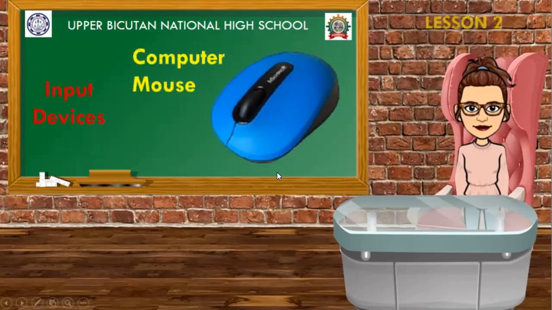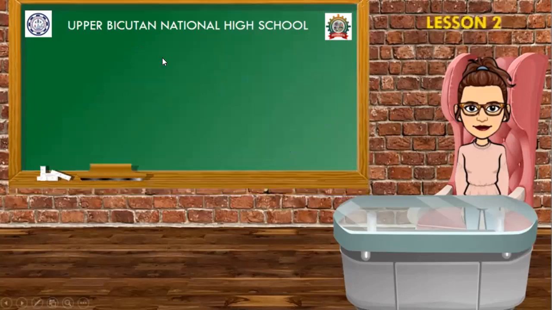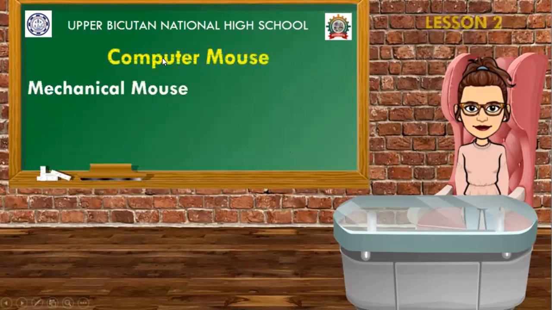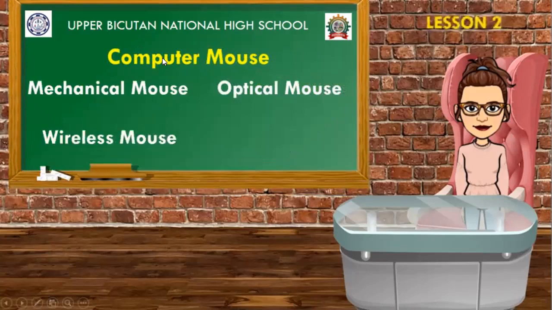So we have four different kinds of computer mouse. First one is the mechanical mouse. Next, we have the optical mouse. Third one, we have the wireless mouse. And lastly, we have the trackball mouse. So these are four examples of computer mouse. So let's discuss each example.